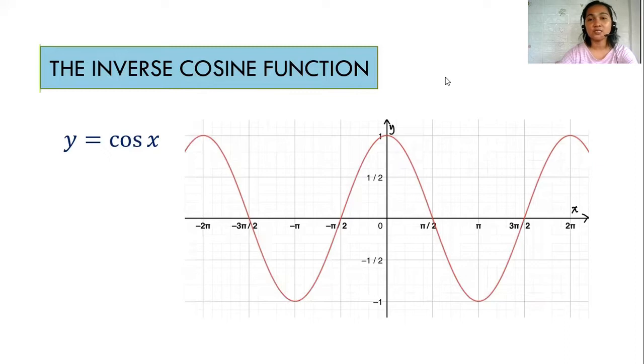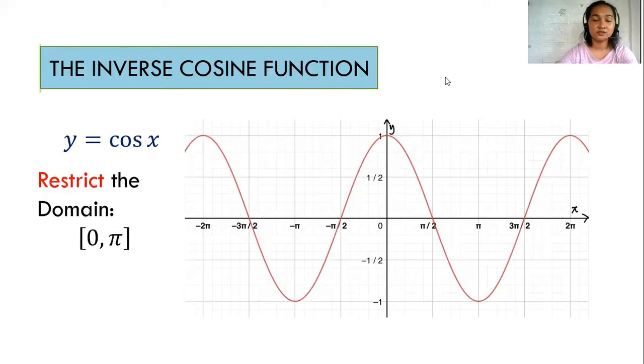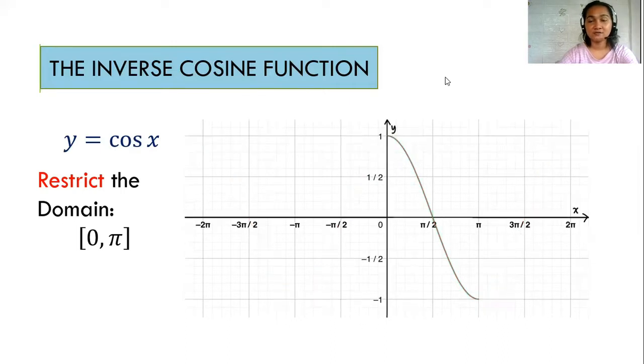We also need to restrict the domain of this function to from 0 to +pi so that the cosine function is a one-to-one function and we can find its inverse. With that, again, the domain will be from 0 to +pi, the restricted domain, while its range is still the same, from -1 to +1.